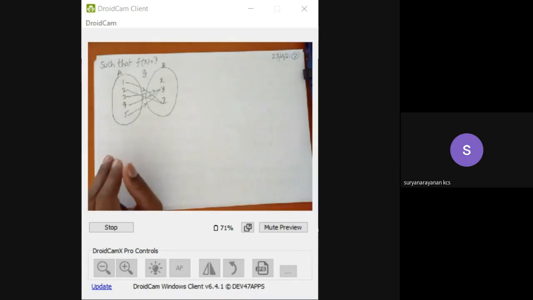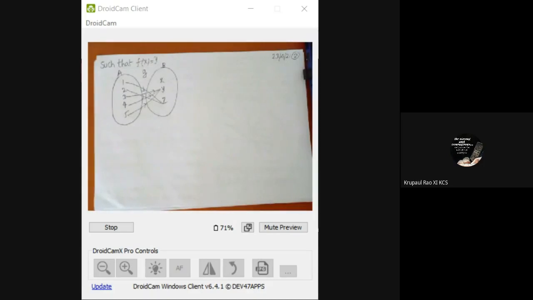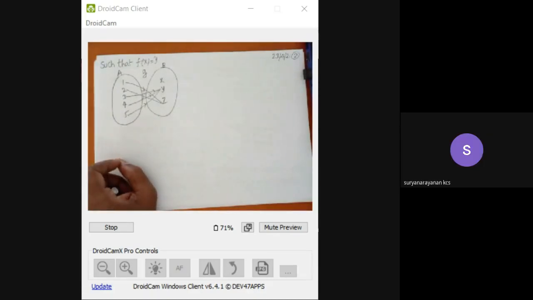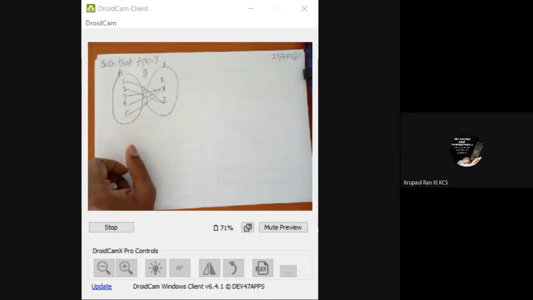What is the image of 1 here? Image of 1 is Z, sir. Image of 2? Sir, 2 is also Z, sir. Image of 3? Sir, 3 is Y, sir. Image of 4? Sir, Y, sir. Image of 5? Sir, for 5 also Y, sir. What are the elements of the codomain? Sir, X, Y, Z, sir.